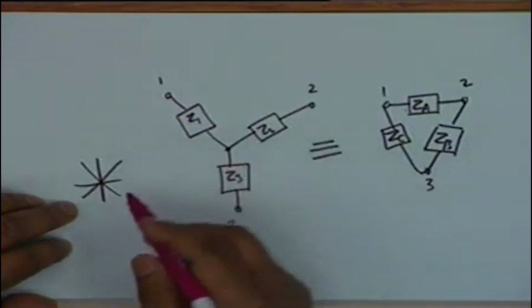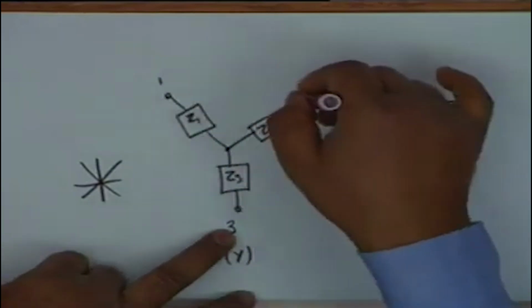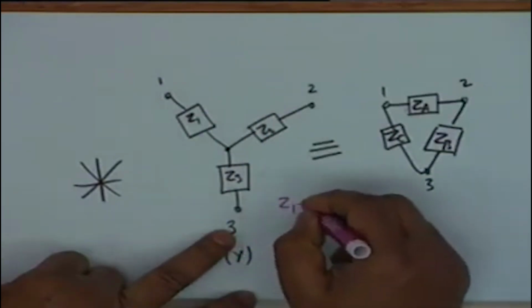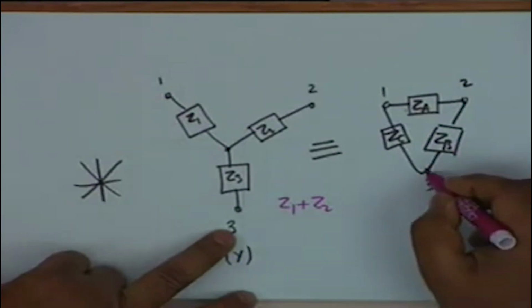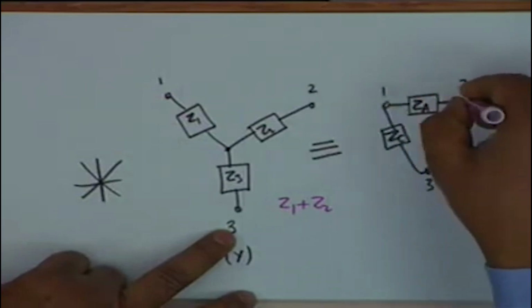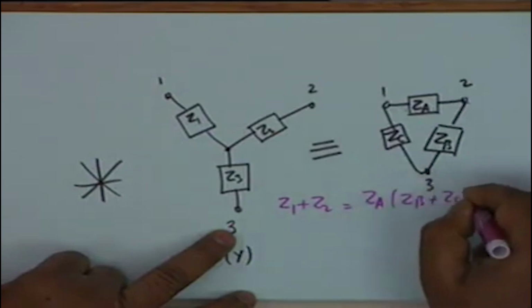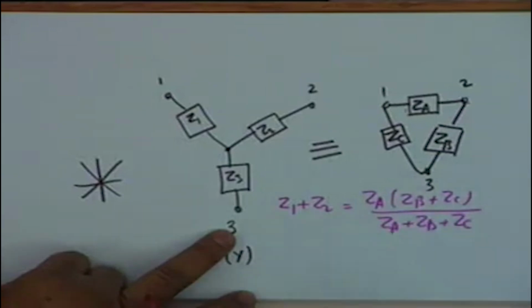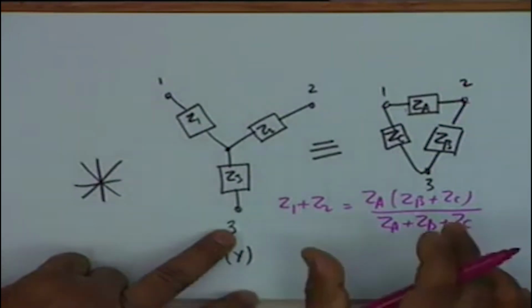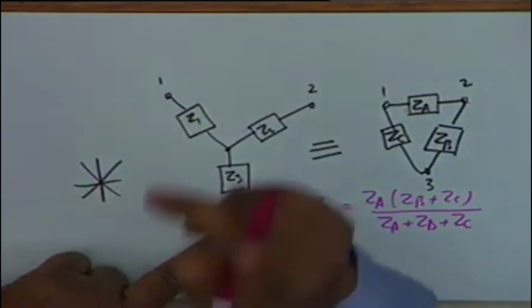For example, let's leave 3 open and measure the impedance between 1 and 2. Obviously, then Z1 plus Z2, this is what you will measure. On the other hand, if you leave this open and measure the impedance between 1 and 2, what you will measure is ZA times (ZB plus ZC) divided by ZA plus ZB plus ZC. Is that okay? So, this gives you one condition. Since you have to find out 3 elements, you require 3 such measurements.